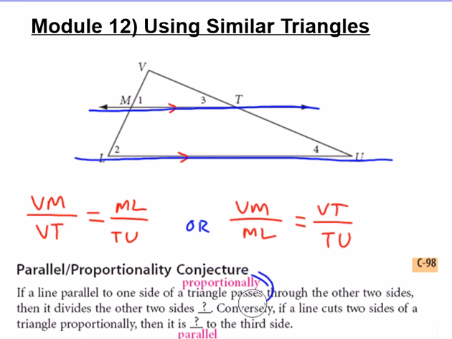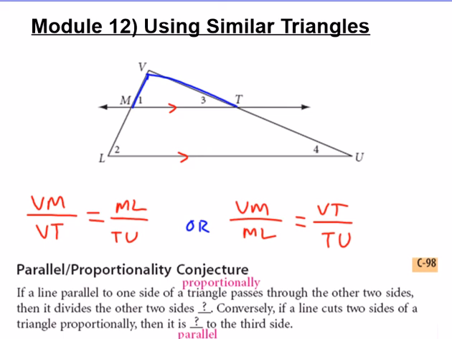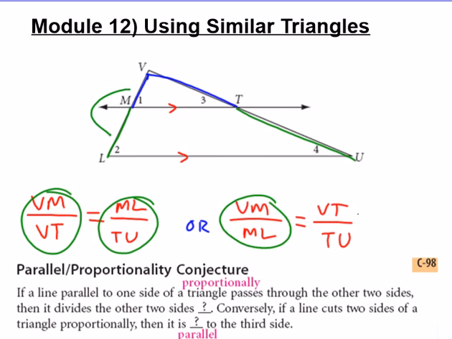So we learned before that a proportion is two equal fractions. So if I were to make a ratio comparing these new segments that are created, VM, VT, ML, and TU, I could make a proportion that says that VM over VT is equal to ML over TU. I could also say that VM over ML, if I put these two together, is the same as VT over TU. When you divide them, you'll get two equal ratios, two equal fractions.